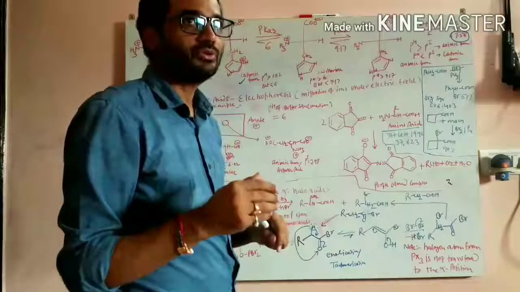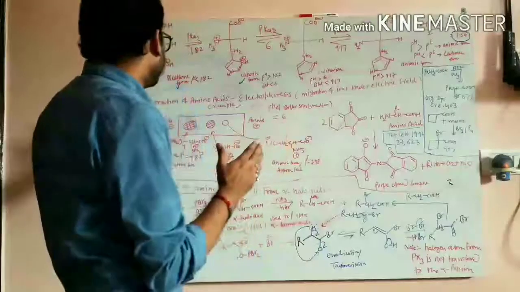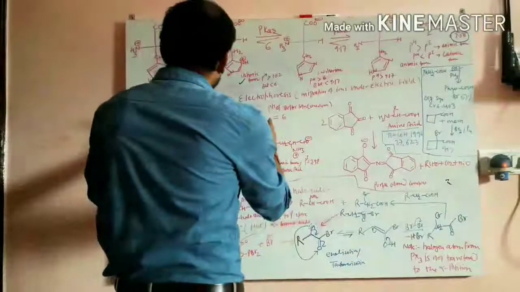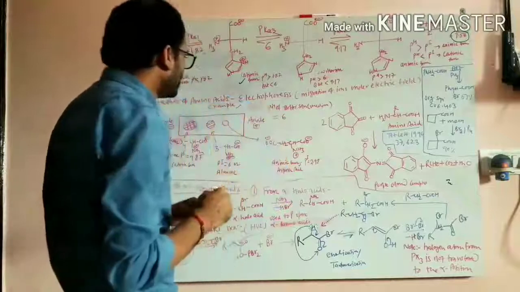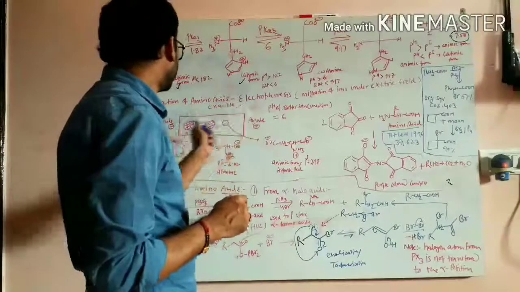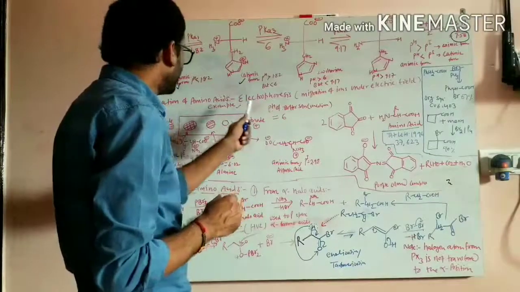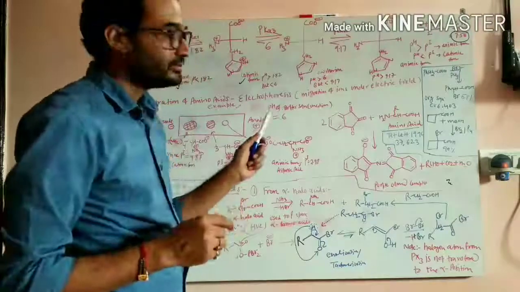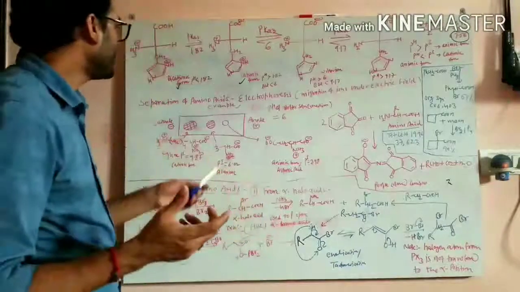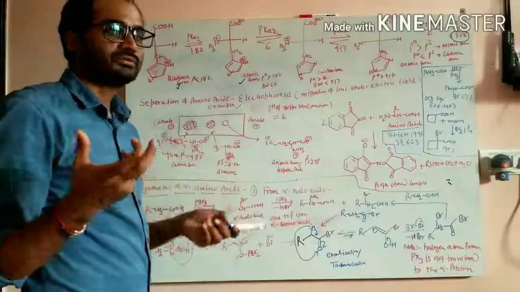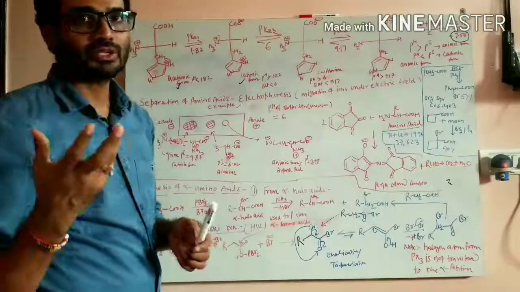Then what do I have to do? An electric field has to be applied over there. It means there is a positive electrode and this is the negative electrode. So what is the experimental setup?